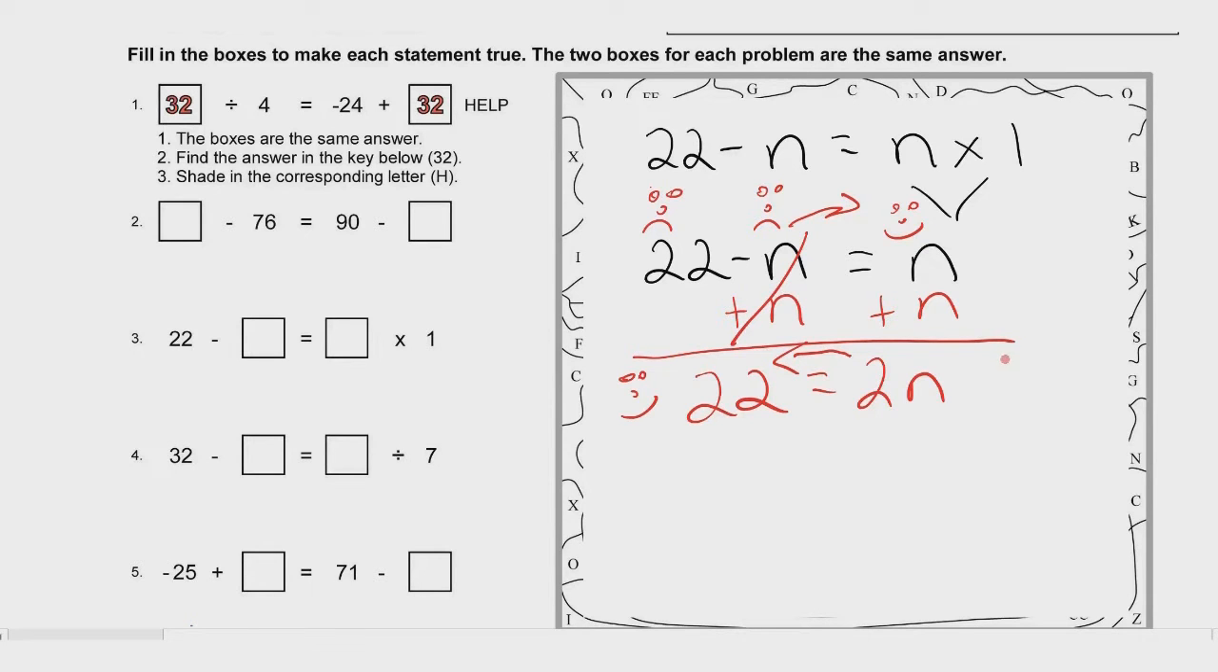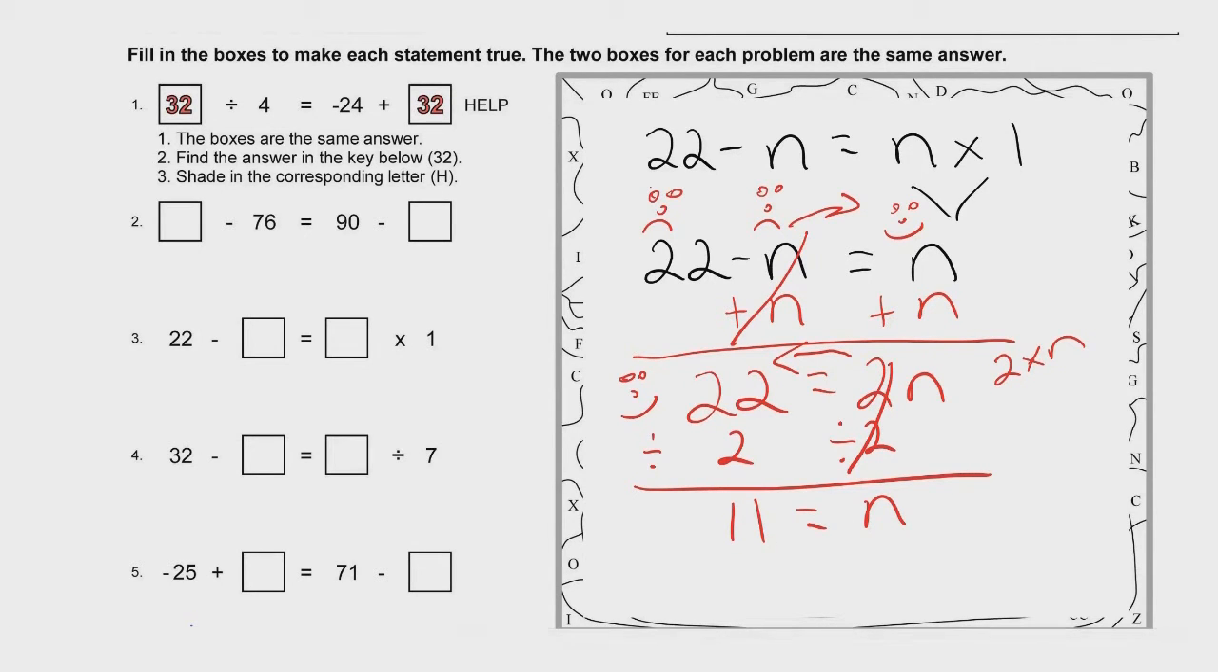And again, 2 next to n means 2 times n, or multiplication. And the opposite of multiplication is division. Remember, if you forget about this, just think, I'm moving it to the opposite side, so I have to do the opposite operation. And the opposite operation of multiplication is division. So I'm going to divide by 2, and whatever I do to one side, I have to do to the other side, so I'm going to divide by 2. Well, 2 divided by 2 is 1, which pretty much gets rid of it. So we just have n, and 22 divided by 2 is 11.